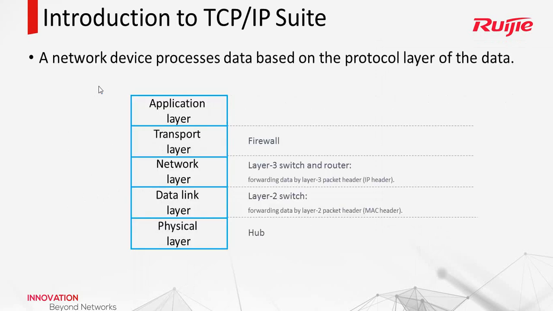Then, for different layers, we need to know some useful devices. For example, in the physical layer, we can see the hub, and the layer 2 switch works in the data link layer. Layer 3 switch and router work in the network layer. The traditional firewall normally works in the transport layer.